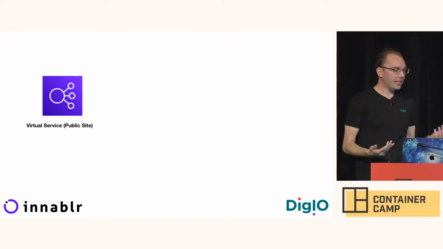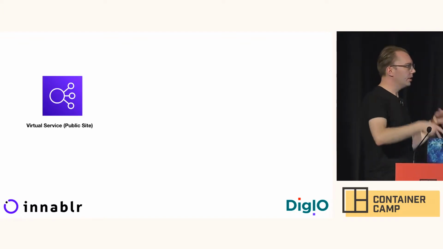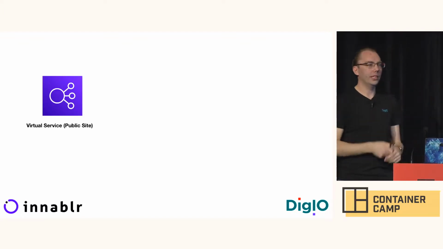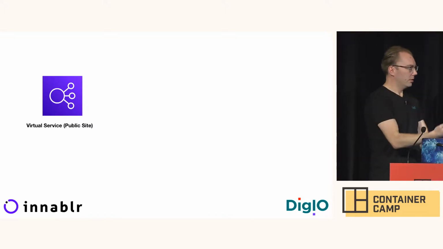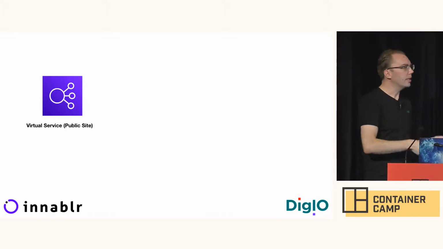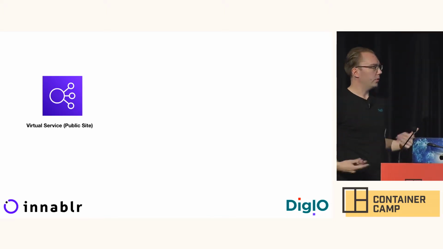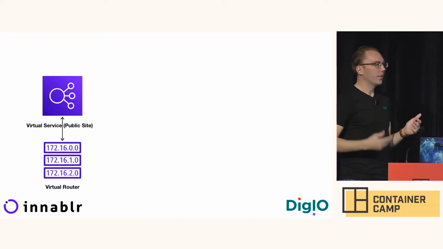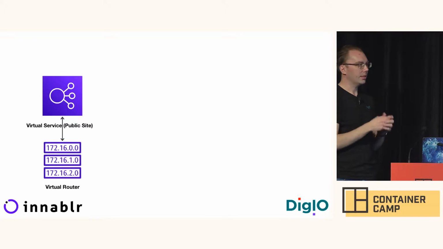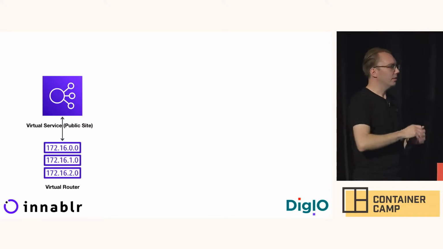As with other service meshes, what we basically have at the front is a virtual service, the endpoint your applications talk to, whether it's a load balancer or an internal microservice. It all goes to the virtual service. This virtual service has a virtual router underneath it. This router basically says, okay, if I get hit in this way, then go there.